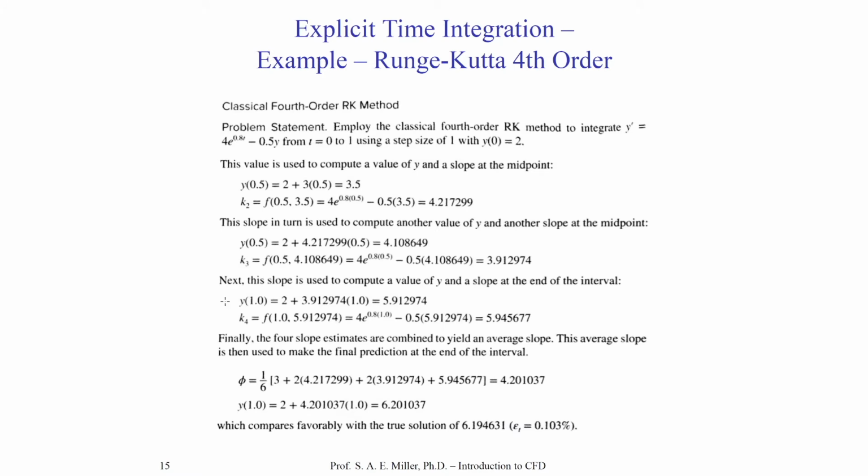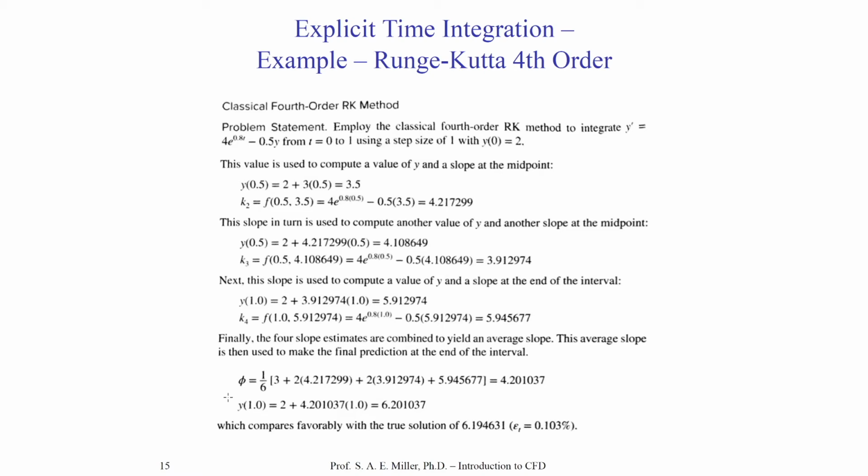And we'll have y of 1 equals 2 plus 3.912974 times 1 equals 5.912974. You can see how we advance through this method. We're getting closer and closer to the analytical solution. Nonetheless, we can evaluate this and find k4. Remember, the equation will be the current time level, y at time equals 0, plus 1/6 of the sum of the coefficients k1 plus k2 plus k3 plus k4.